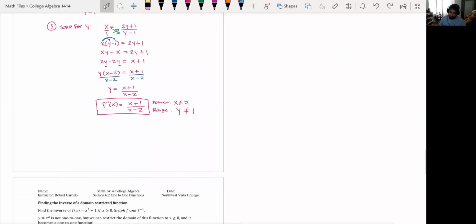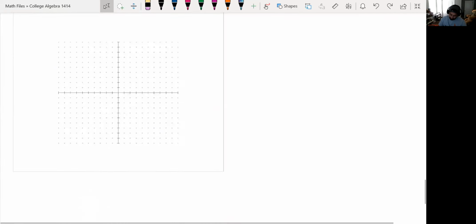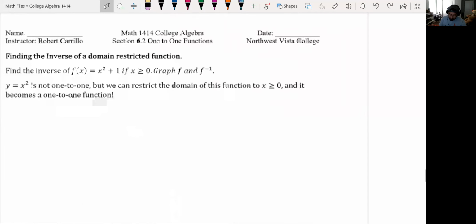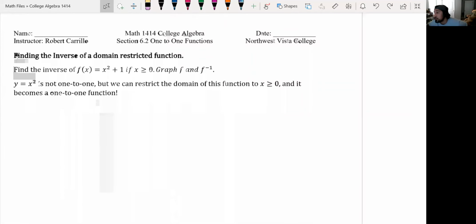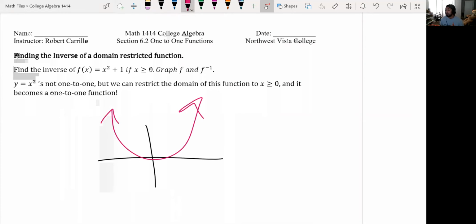All right, we made it to the last one. Finding the inverse of a domain restricted function. Now, this one is pretty cool because we use it in pre-cal. So we saw from earlier on the very first page that x squared was not a one-to-one function because if we draw a horizontal line through it, we intersect it twice. But here's where math gets really cool.